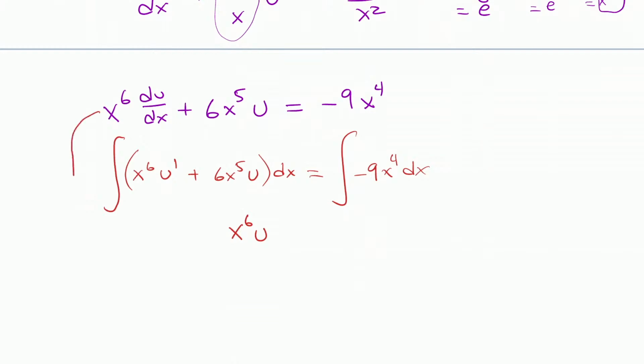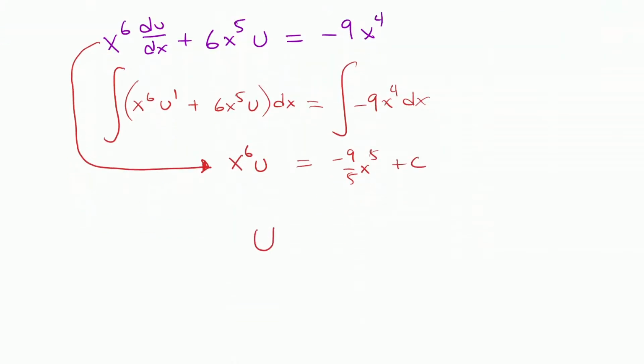So if you want to circumvent that and just go right to this, that's fine. Be my guest, but just get it right. Don't get it wrong if you're going to do that. And then this is going to be negative 9/5 x to the 5th plus c. And then I guess I can do this, negative 9/5 there, plus c over x to the 6th.